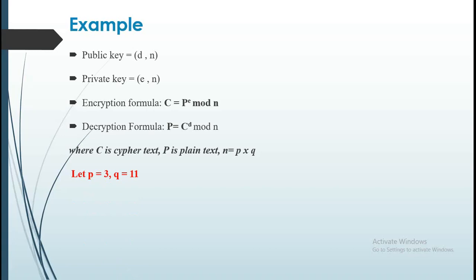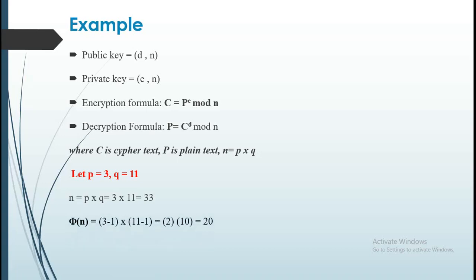In this example, we cannot take values of P and Q too large because the computation will be catastrophic, so we are just getting an idea of how to implement the RSA algorithm with the small prime numbers P equal to 3 and Q equal to 11. So the n will be P cross Q equal to 3 multiplied by 11 equal to 33. Your n will be 33.